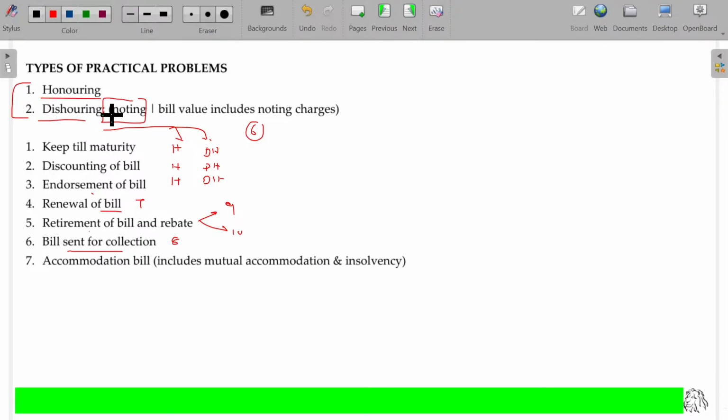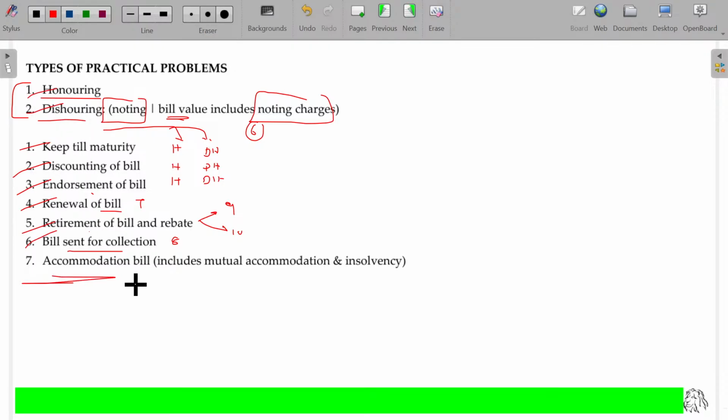Okay, once noting happened, the bill value becomes what? Higher, which includes the noting charges also. So bill value may be 1000 along with the noting charges. Hereafter, the amount payable by the payer being 1050. Okay, that we have studied. So we have completed all these illustrations.